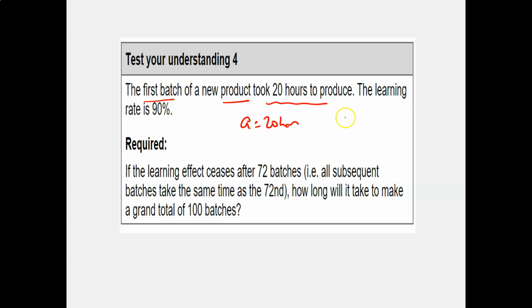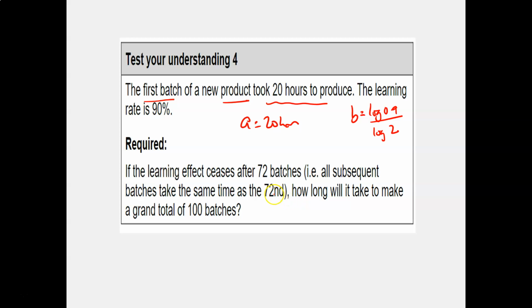And I know the learning rate. The learning rate is 90%. So my B is equal to the log of 0.9 divided by the log of 2. So you can try and work those out and just keep them. And it says if the learning rate ceases after 72 batches. So what does that mean? This means that all subsequent batches take the same time as the 72nd batch.